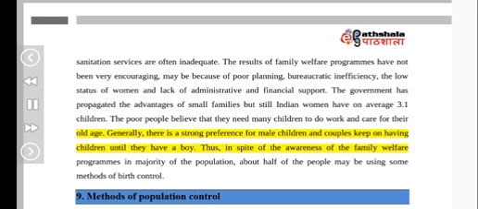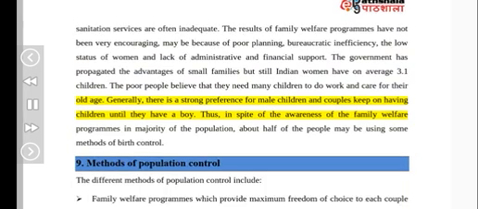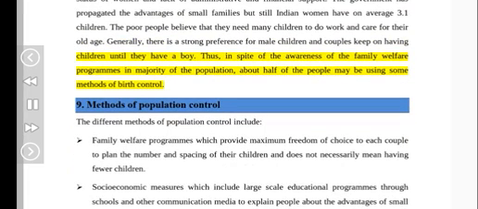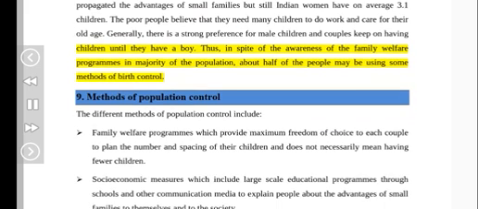Generally, there is a strong preference for male children and couples keep on having children until they have a boy. Thus, in spite of the awareness of the family welfare programs in the majority of the population, only about half of the people may be using some methods of birth control.